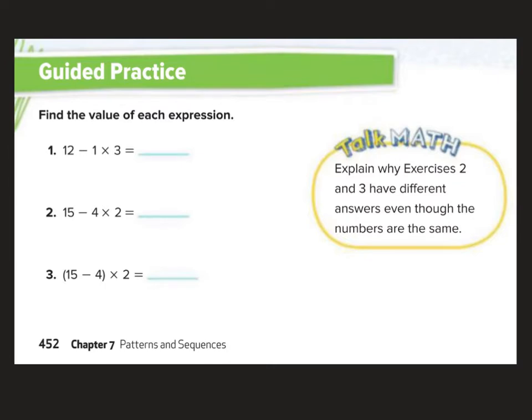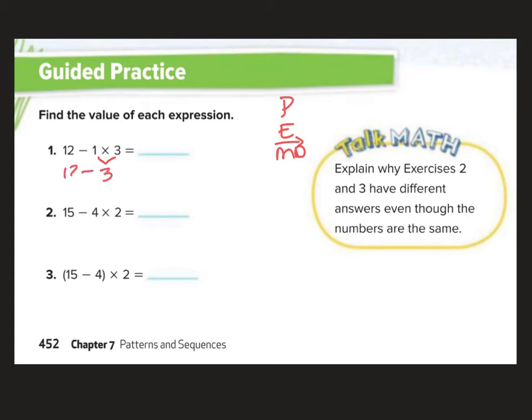All right, and here we go. 12 minus 1 times 3. If I do parentheses, are there any parentheses? No. Any exponents? No, we'll get to that next year. Multiplication and division from left to right. Do we have any multiplication or division? Yes, we do. I need to do my multiplication first. 1 times 3 is 3.